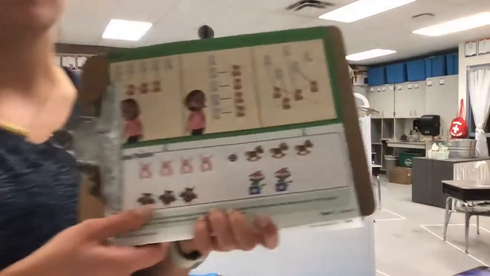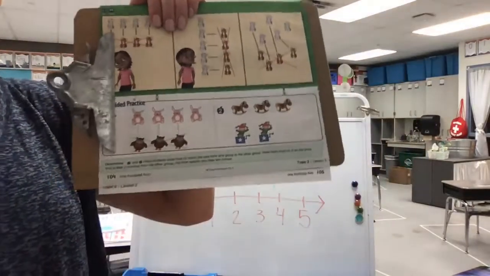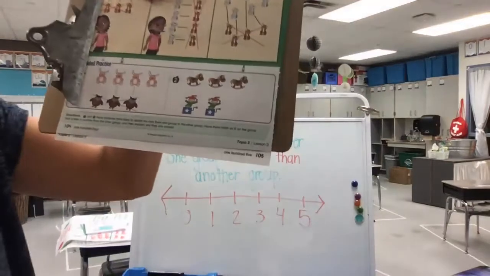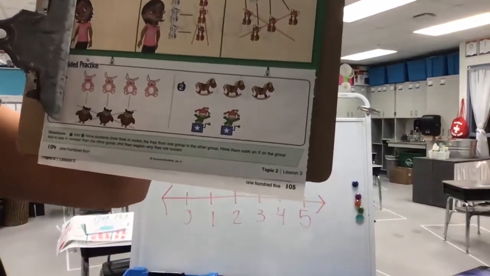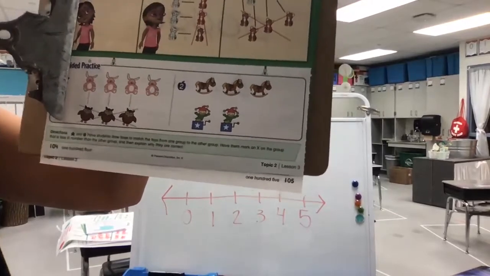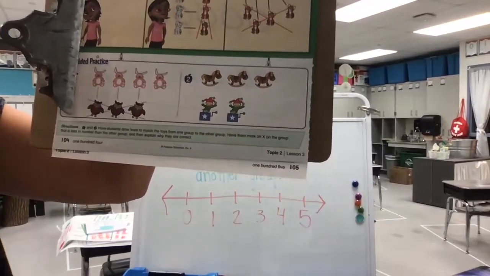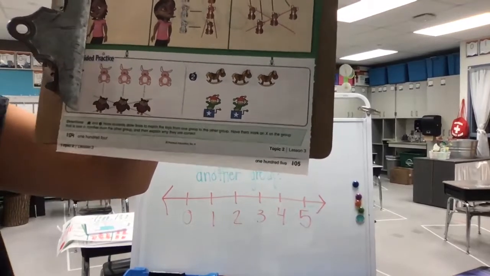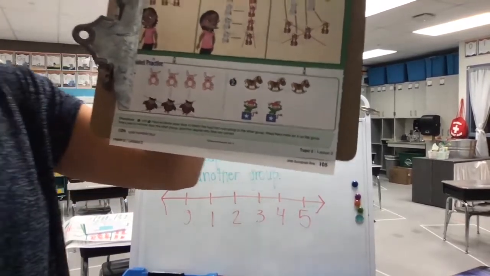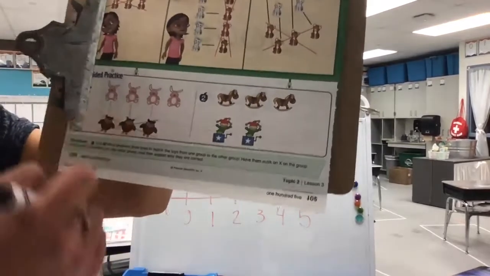This guided practice is showing us how we're going to show less than. Our directions say that we're going to draw lines to match the toys from one group to the other, like we've been doing. Then we're going to mark an X on the group that has less than the other, okay? So let's first count and mark out our bunnies in problem number 1.